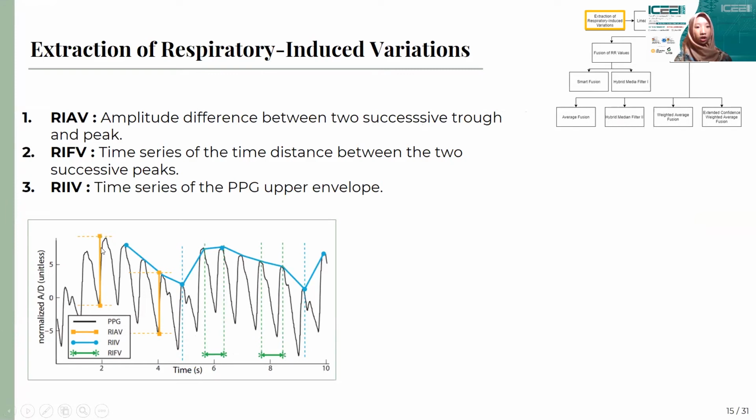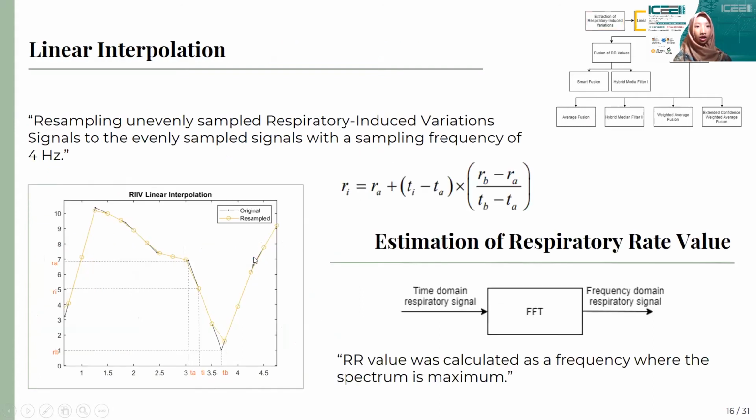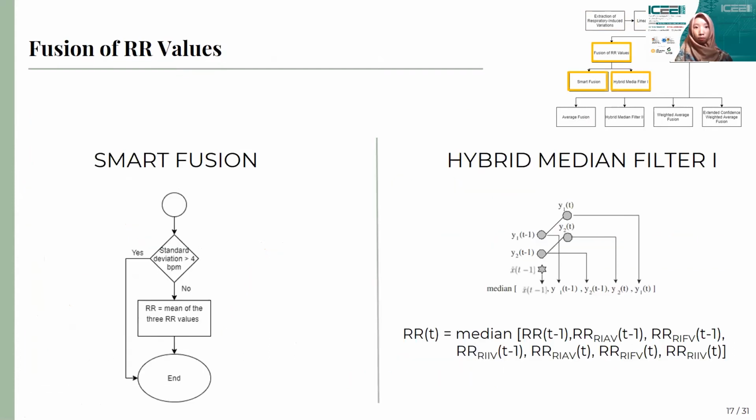Respiratory-induced amplitude variation is the amplitude difference between two successive troughs and peaks. Respiratory-induced frequency variation is the time series of the time distance between two successive peaks. Respiratory-induced intensity variation is the time series of the PPG upper envelope. Linear interpolation is the resampling of the unevenly sampled respiratory-induced variation signal to an evenly sampled signal with a sampling frequency of 4 Hz. Next, estimation of the respiratory rate value is done in the frequency domain. The RR value was calculated as the frequency where the spectrum is maximum.